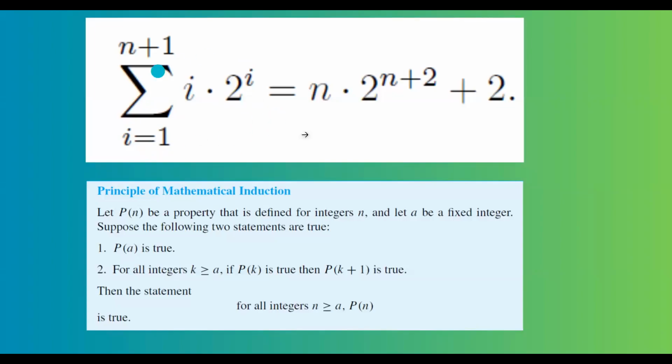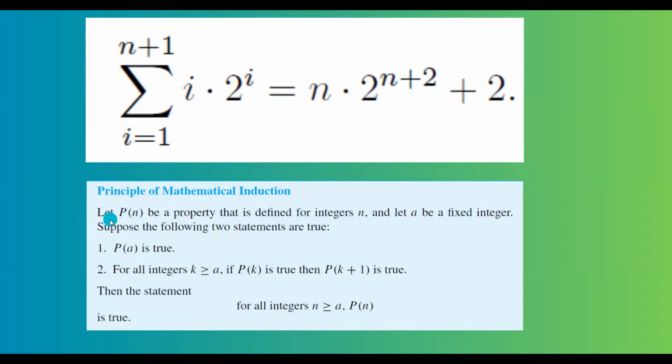Take a look at this equality. On the left-hand side, you have the summation of i times 2 to the i, where i starts from 1 and goes to n plus 1. You want to show that the summation of these terms is equal to n times 2 to the power n plus 2, plus 2. We're going to apply the method of induction.